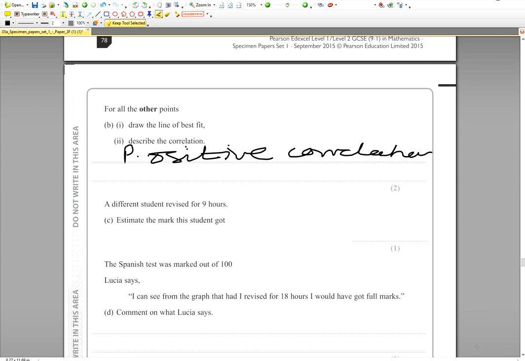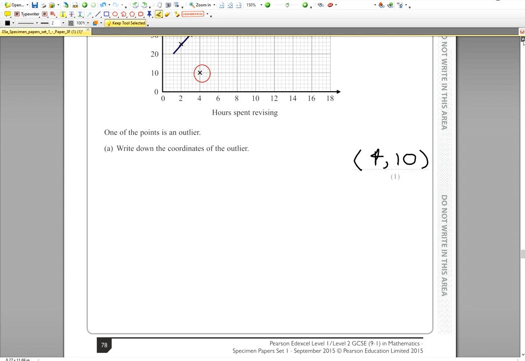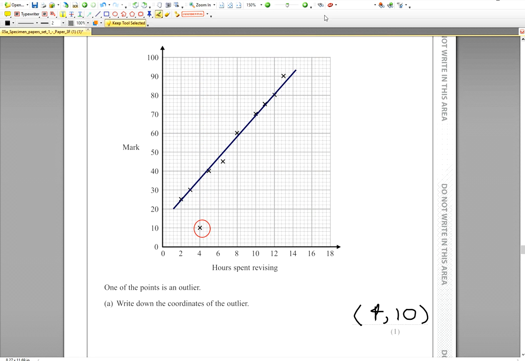A different student revised for 9 hours. Estimate the marks this student got. So let's go back up. Where's 9 on the bottom? And we go to the top. We use the square tool here, go to 9, go up and go across. That's around about 9 for me.